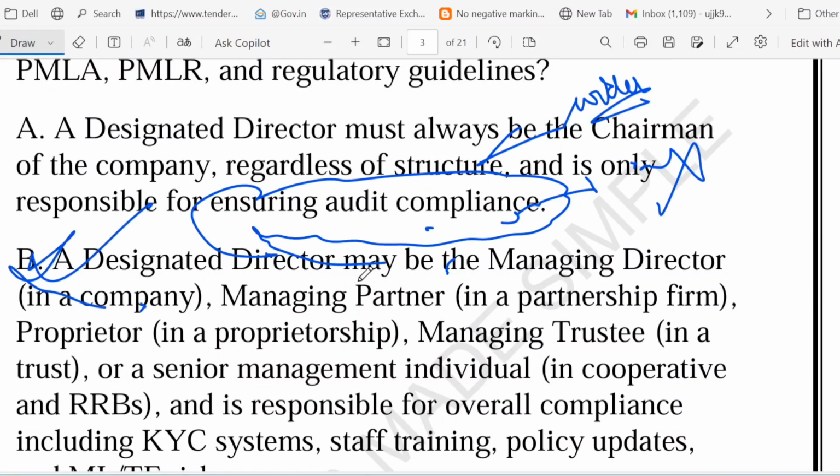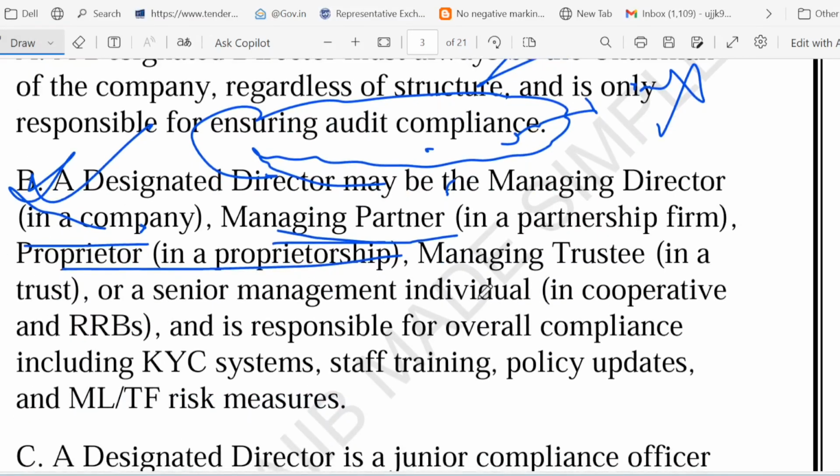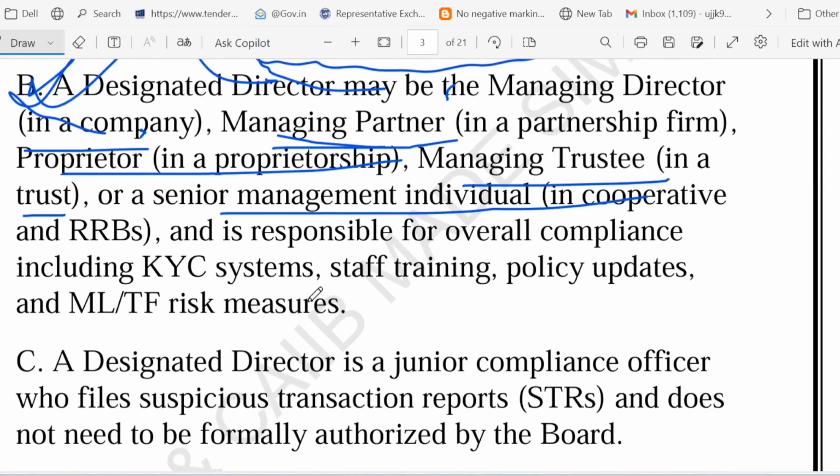Why is it correct? Because it is the managing director in a company, managing partner in a partnership firm, proprietor in a proprietorship, and managing trustee in a trust, or a senior management individual in a cooperative bank and RRB. And their responsibilities: they ensure overall compliance with the law. They ensure updating KYC, staff training, and take measures against money laundering and terror financing risk.